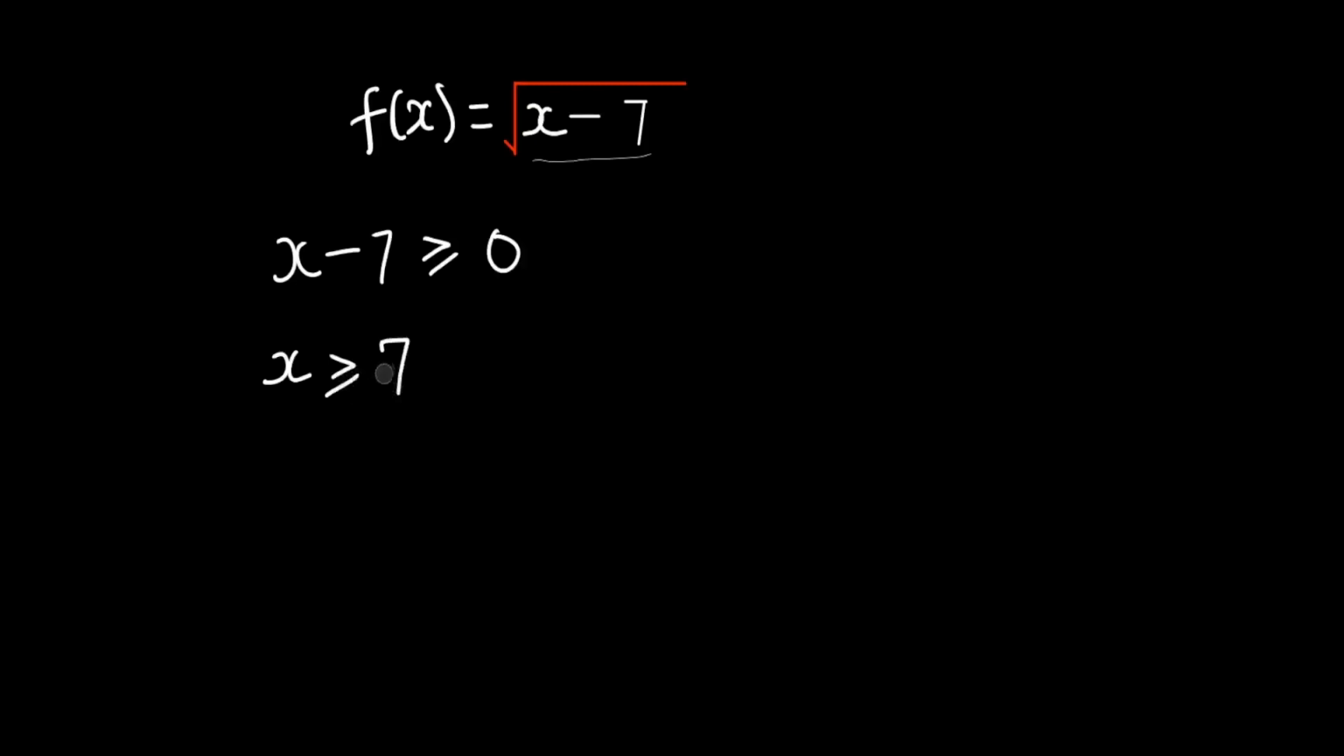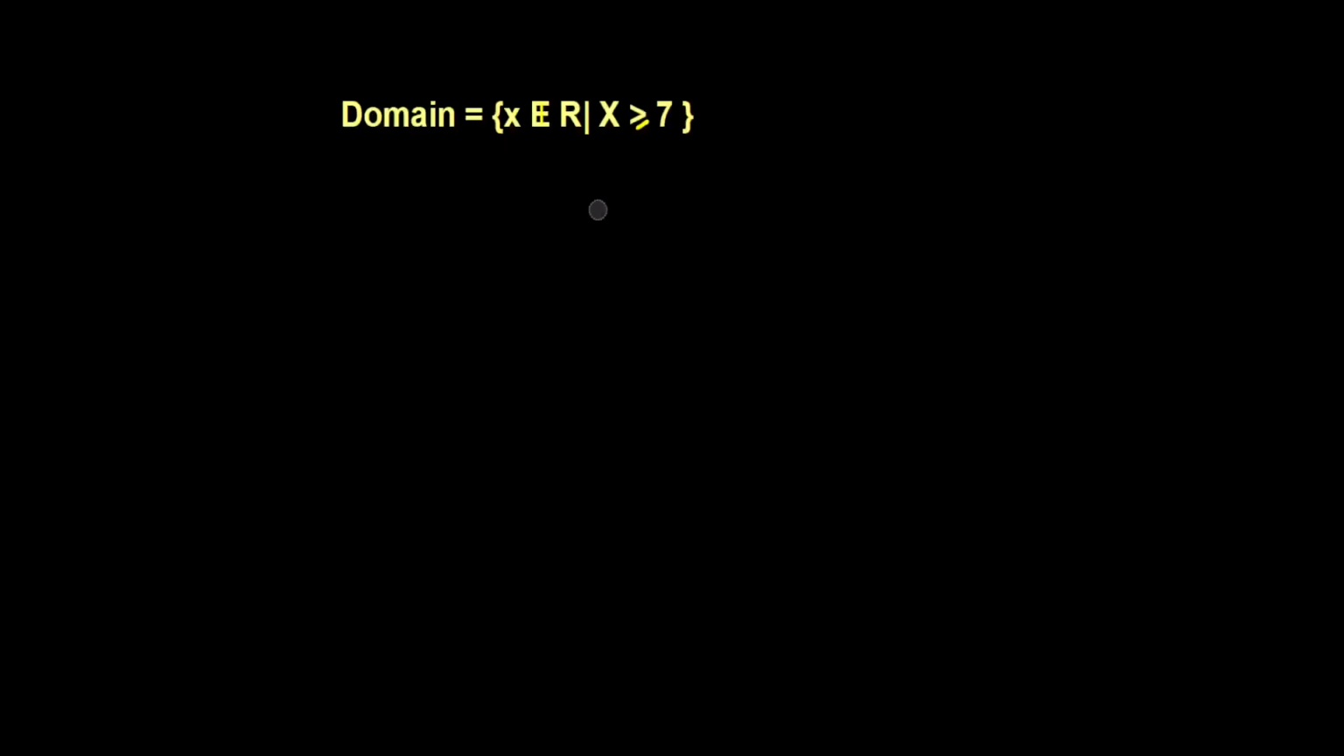What this further entails is that f of x is defined for all inputs that are greater than or equal to 7. This is the only point in which f of x is defined. In a nutshell, this further entails mathematically that the domain of this function is a set of all x that are members of real numbers such that x is greater than or equal to 7.